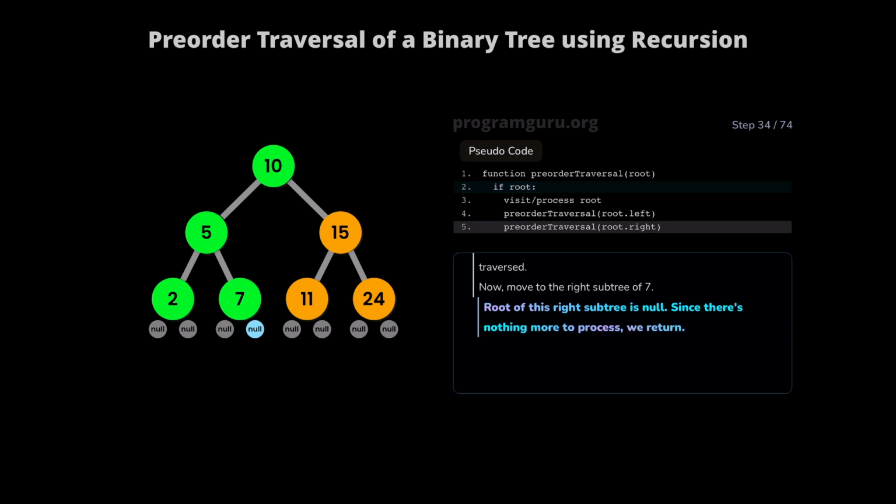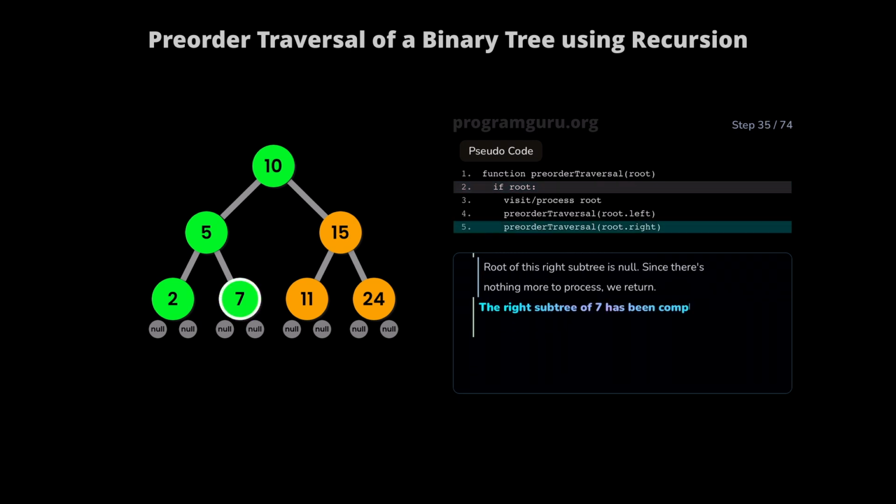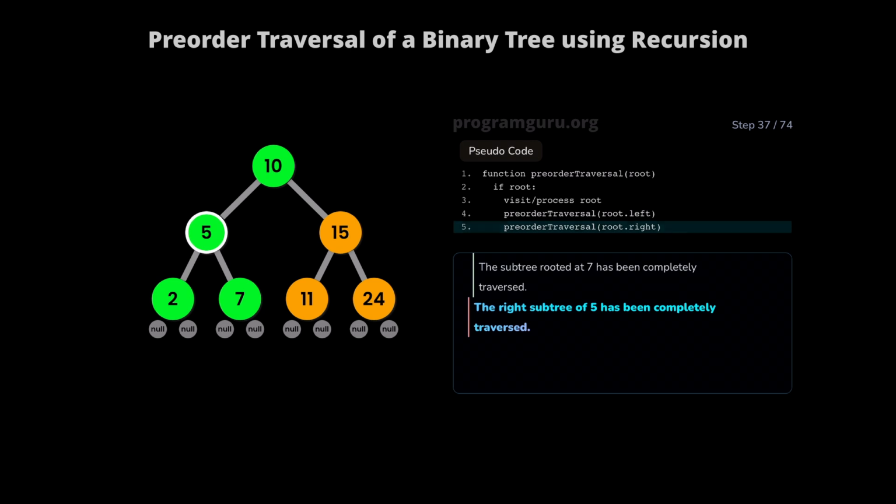Root of this right subtree is null. Since there's nothing more to process, we return. The right subtree of 7 has been completely traversed. The subtree rooted at 7 has been completely traversed. The right subtree of 5 has been completely traversed. The subtree rooted at 5 has been completely traversed.